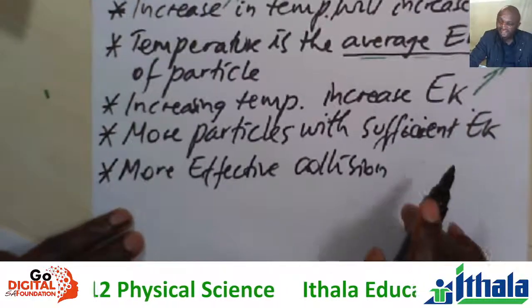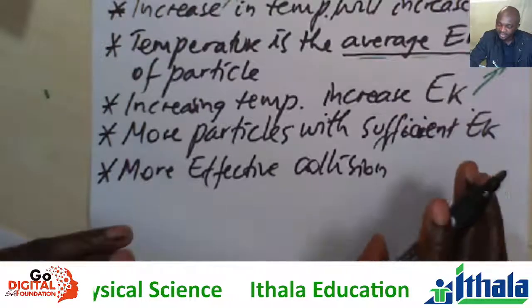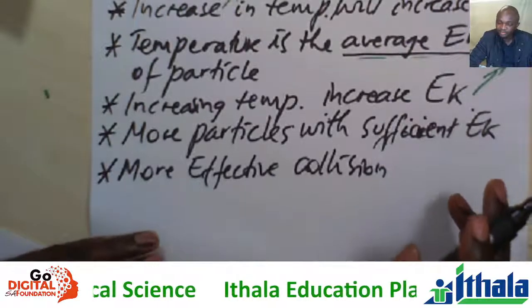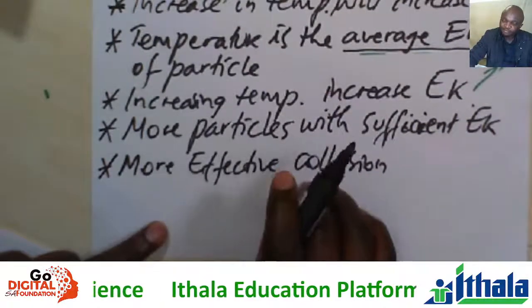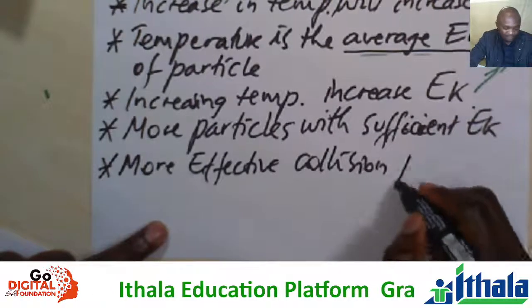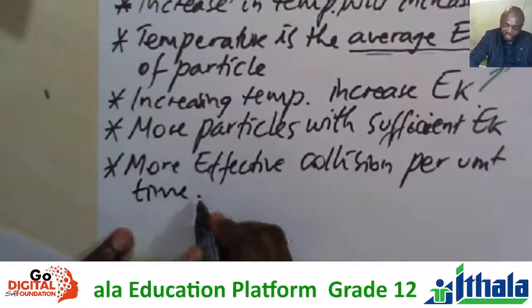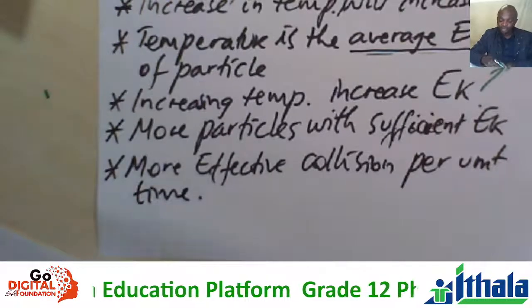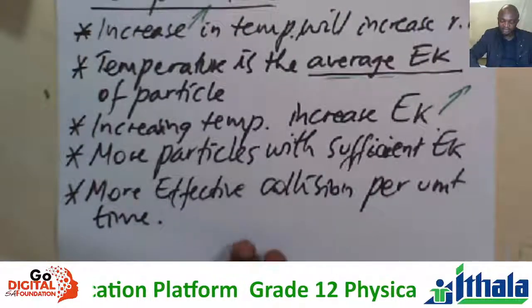Since we are talking about reaction rate, we define reaction rate as the change in the concentration of reactant or product per unit time. This is because it goes with effective collisions per unit time. So we will end with more effective collisions per unit time. Always end with this. If you do this for all the other factors, you cannot be wrong. So we always talk about the same thing.